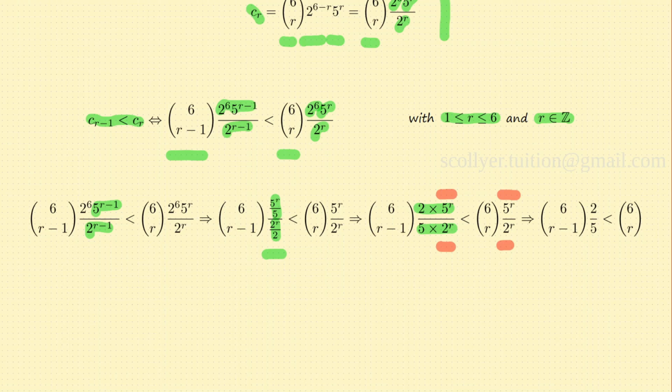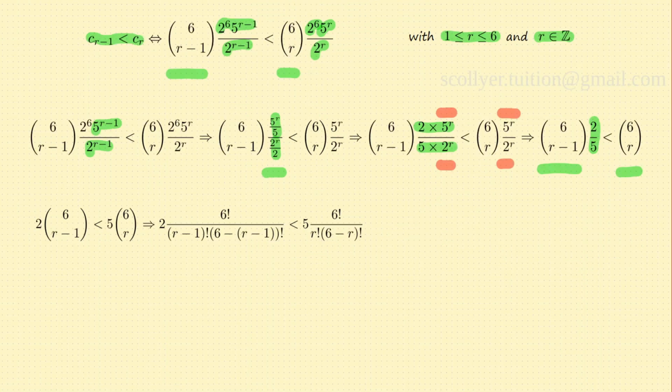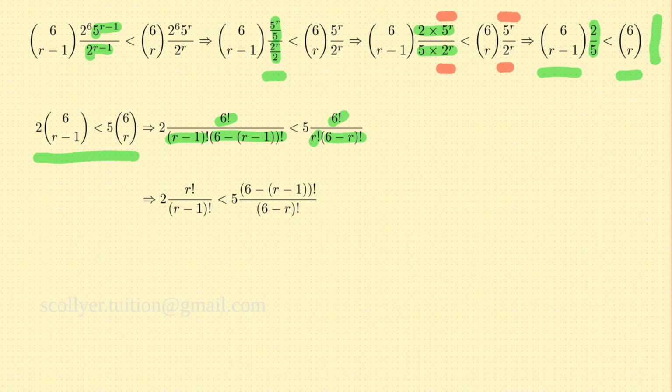And our expression reduces to 6 choose r minus 1 times 2 over 5 is less than 6 choose r. Now we have to deal with the 6 choose r minus 1 and the 6 choose r terms. We start with 2 times 6 choose r minus 1 is less than 5 times 6 choose r, which we get from this expression by multiplying both sides by 5, and we rewrite 6 choose r minus 1 as 6 factorial over (r minus 1) factorial times (6 minus (r minus 1)) factorial, and we replace 6 choose r with 6 factorial over r factorial times (6 minus r) factorial. And by cross-multiplying by r factorial and (6 minus (r minus 1)) factorial, we obtain 2 times r factorial over (r minus 1) factorial is less than 5 times (6 minus (r minus 1)) factorial over (6 minus r) factorial.